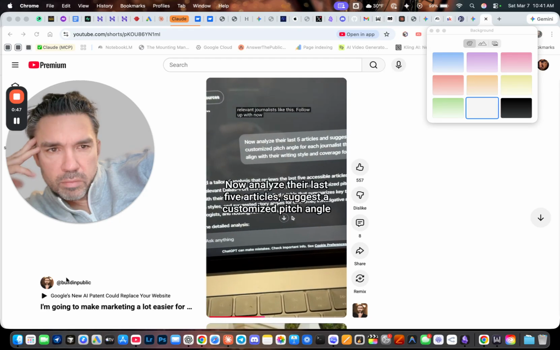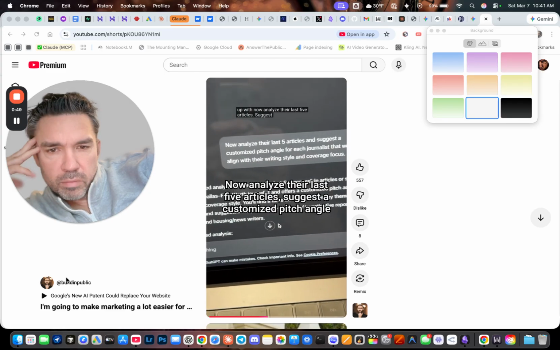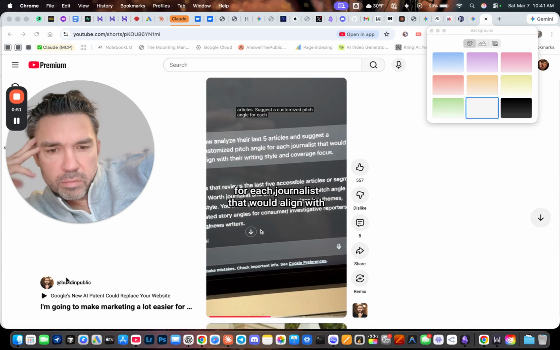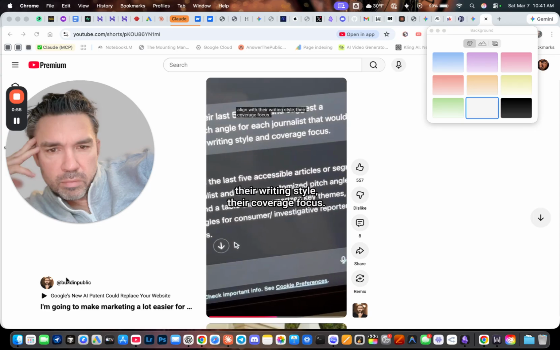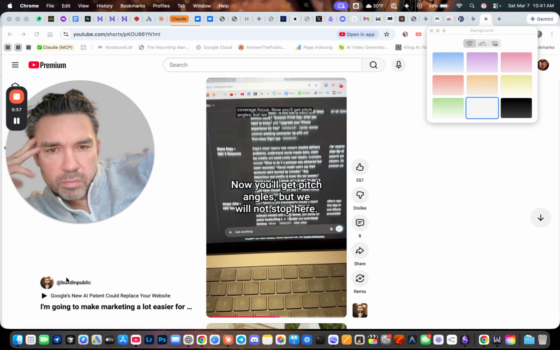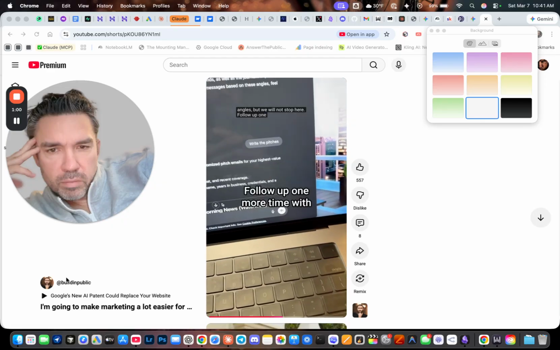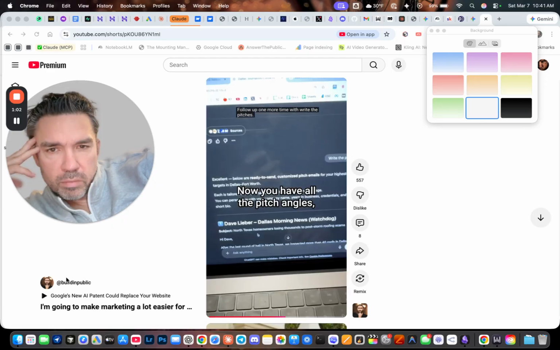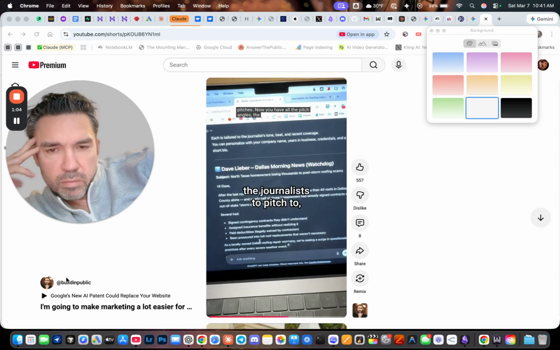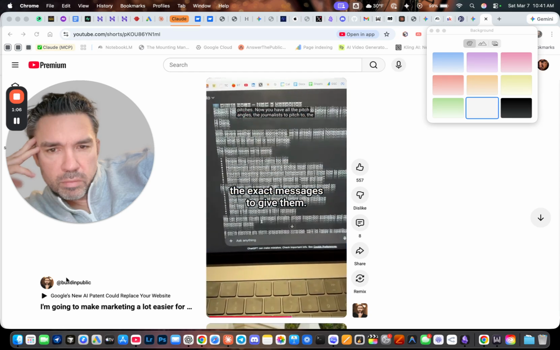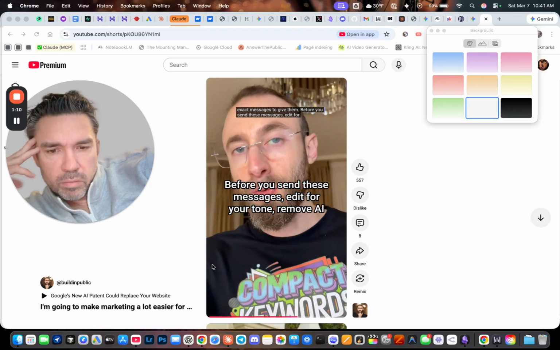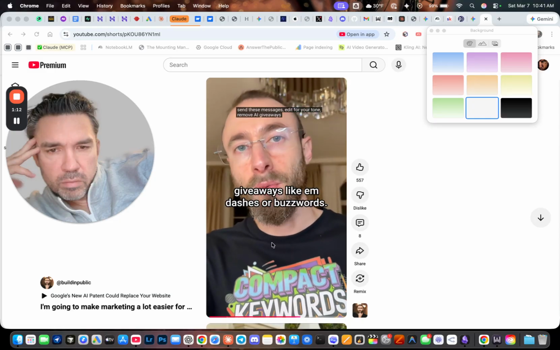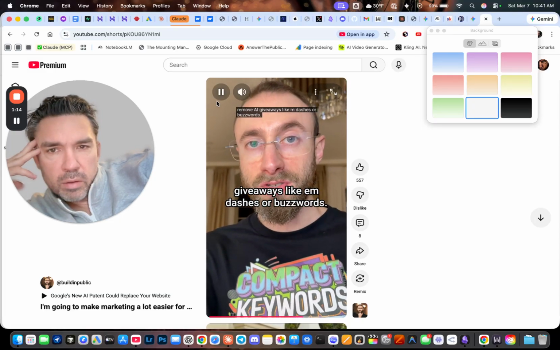Follow up with, "Now analyze their last 5 articles, suggest a customized pitch angle for each journalist that would align with their writing style, their coverage focus." Now you'll get pitch angles, but we will not stop here. Follow up one more time with write the pitches. Now you have all the pitch angles, the journalists to pitch to, the exact messages to give them. Before you send these messages, edit for your tone, remove AI giveaways like em dashes or buzzwords.